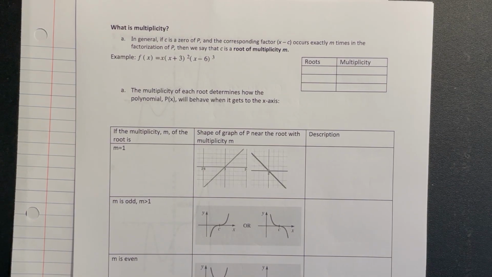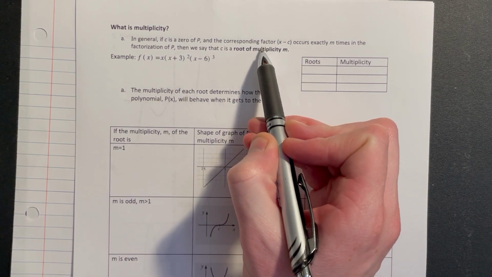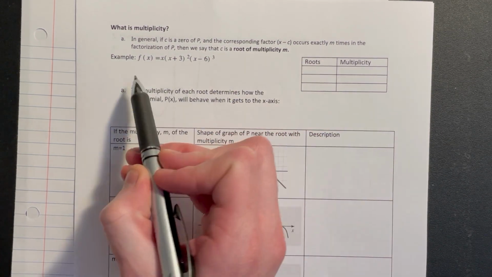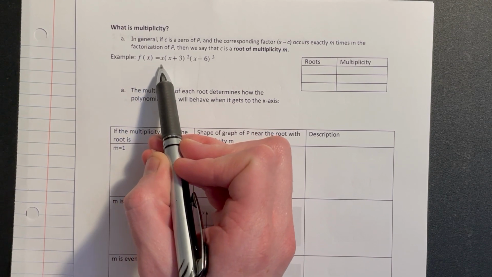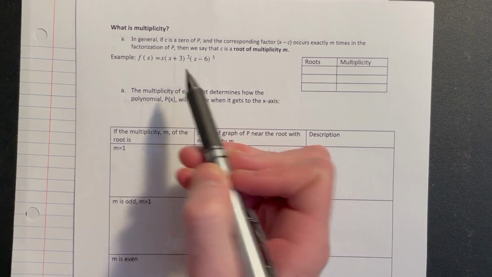In this part of the polynomial lesson, we're going to focus on multiplicities. Multiplicities happen when a root occurs more than once, and that is also looking at a corresponding factor that is occurring more than once. So here's a function f of x. It's equal to x times (x plus 3) squared times (x minus 6) cubed.